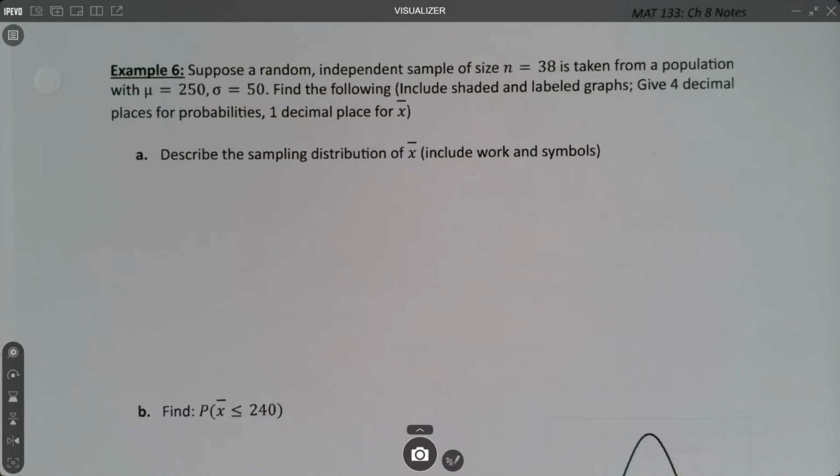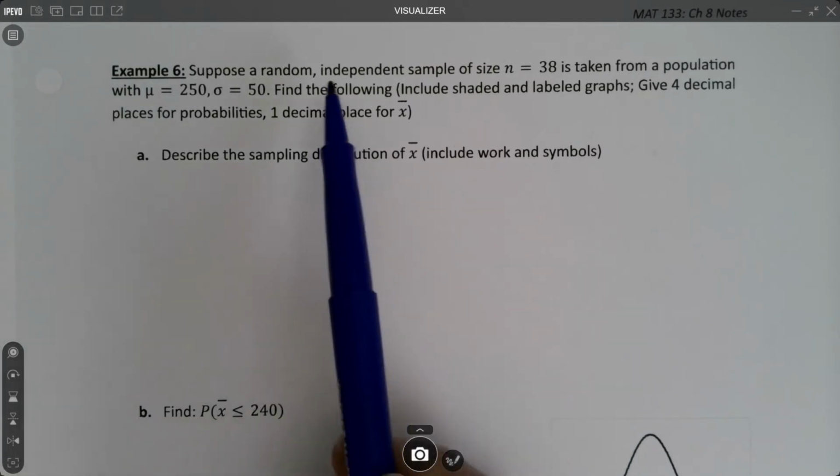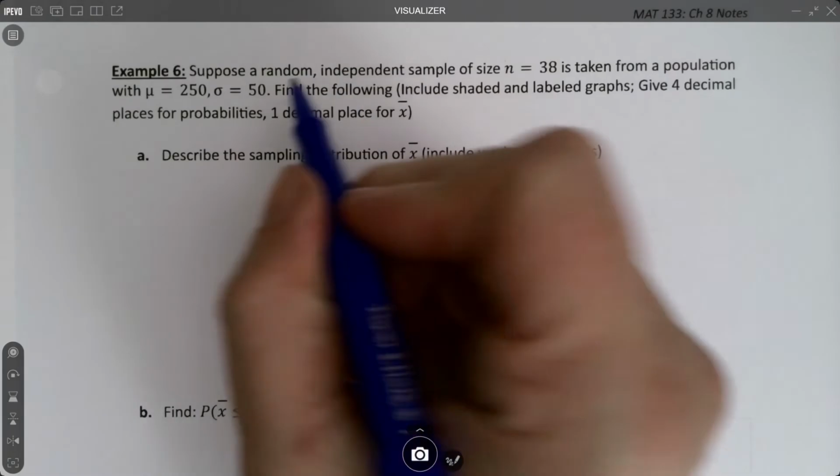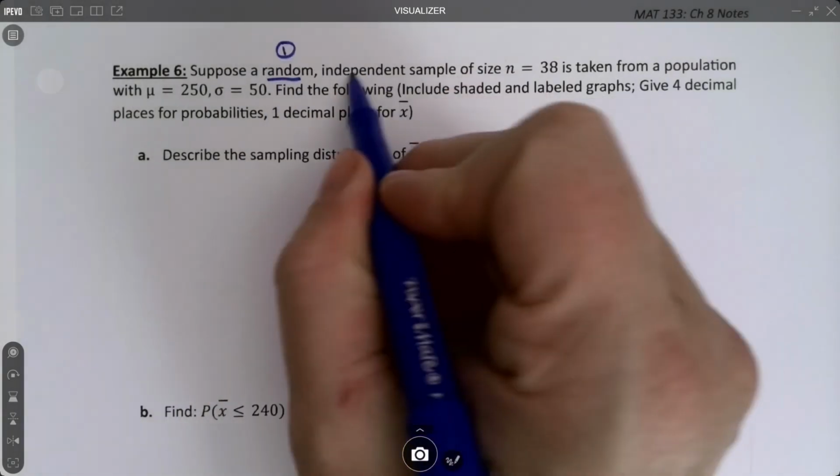All right, so the first thing they want us to do is describe the sampling distribution. Now you'll notice that I tell you right up here that it's random and independent. So we already know that it's random and independent, right? There's condition 1, there's condition 2.